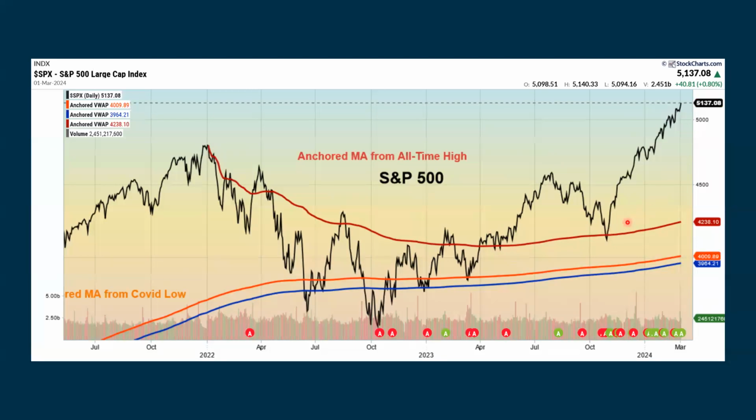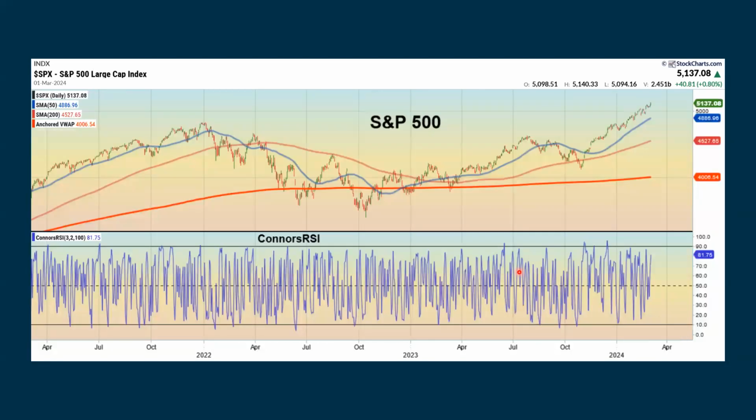Now, we're far away from this moving average right now. We did come down and hit it last October. This level looked like it was going to break, but it ended up holding, and now we're far away from that, so I haven't been showing this chart. I have a couple of other anchored moving averages going back to COVID lows.